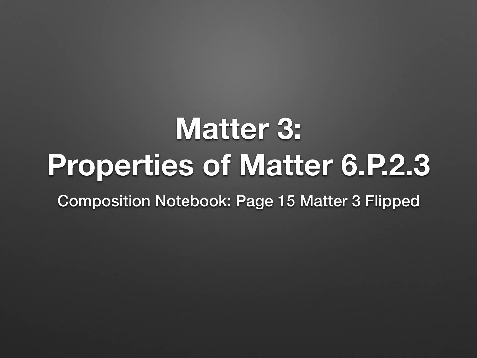Matter 3 is properties of matter, 6P23, and in your composition notebook, this is page 15, and that'd be Matter 3 flipped. Now, just to get you started, we talked about physical properties of matter in Matter 2, and we talked about mass, volume, and shape. However, in this unit, we're going to dig deeper into it.